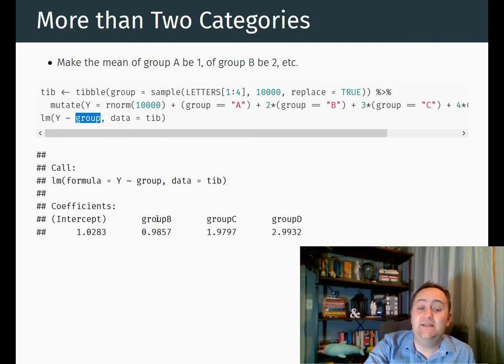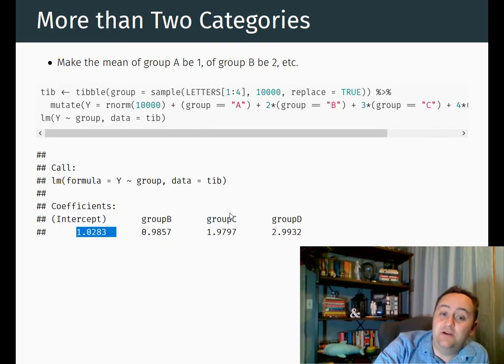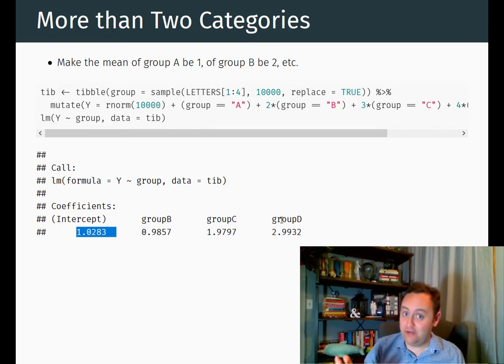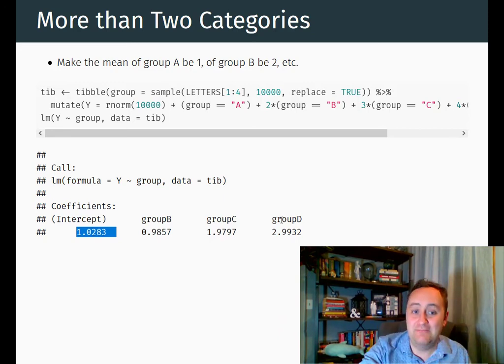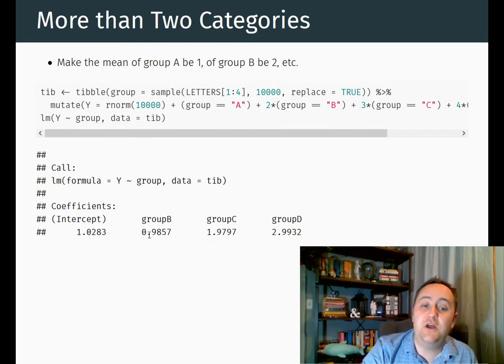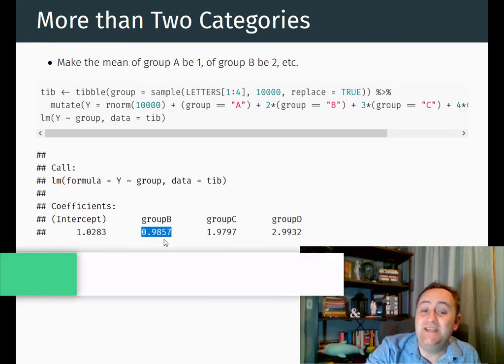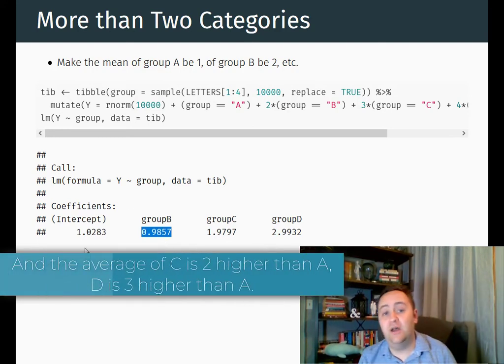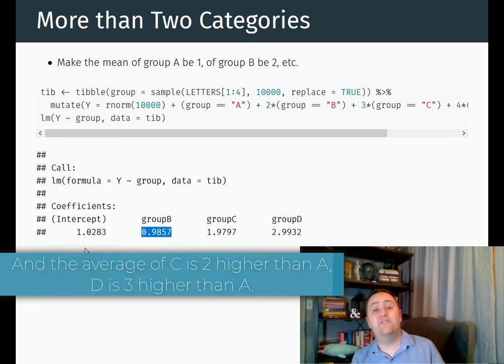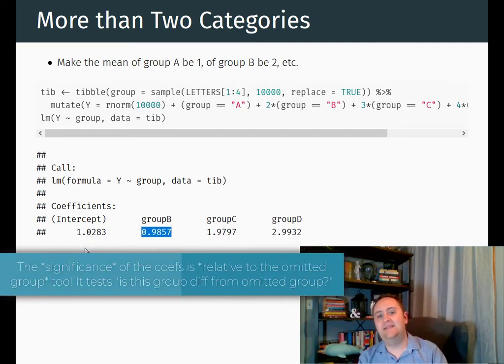So what do I get? Well, I have group A being omitted. The intercept becomes the average for group A, because that's the omitted group. If I set group B to 0 and group C to 0 and group D to 0, I'm in group A, and my prediction for group A is the mean of A, which is 1. That's where my intercept of 1 comes from. And then all these other coefficients are relative to that omitted group. So the coefficient on B is about 1. That doesn't mean that the average of B is 1. It means that the average of B is 1 higher than the average of A, right? It's relative to whatever the omitted group is. And again, we can add controls on top of this in exactly the same way.